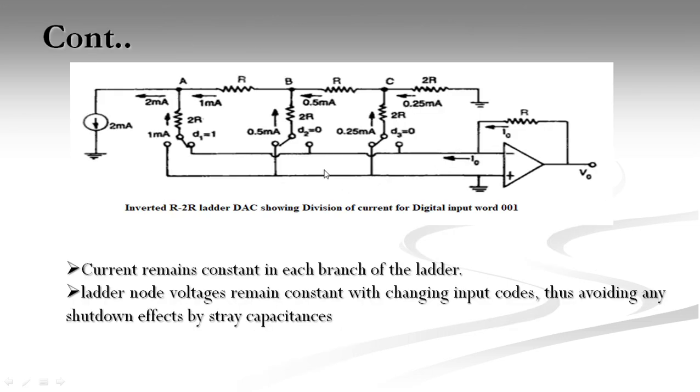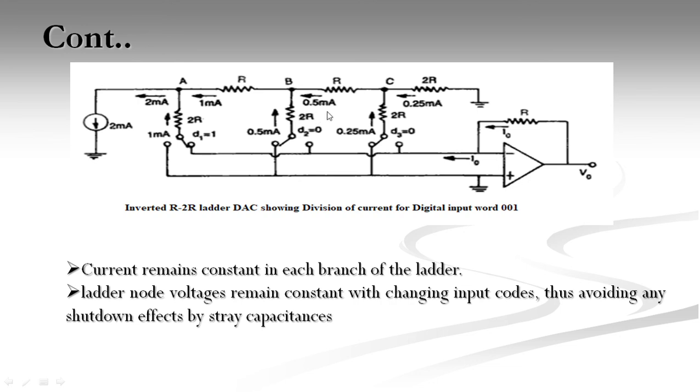Now let us see this with an example. I am going to give a reference current of 2 milliamps, connected to the left side of node A. Since the resistor at node A is 2R, this 2 milliamps current is going to split into 1 milliamp on each branch. The same thing is going to follow for the other branches. The current leaving node B is 1 milliamp. Since the resistor at node B is 2R, this 1 milliamp current is going to split into 0.5 milliamps and 0.5 milliamps.